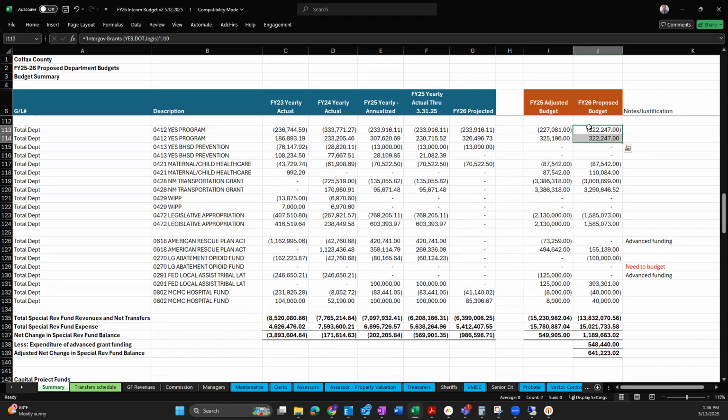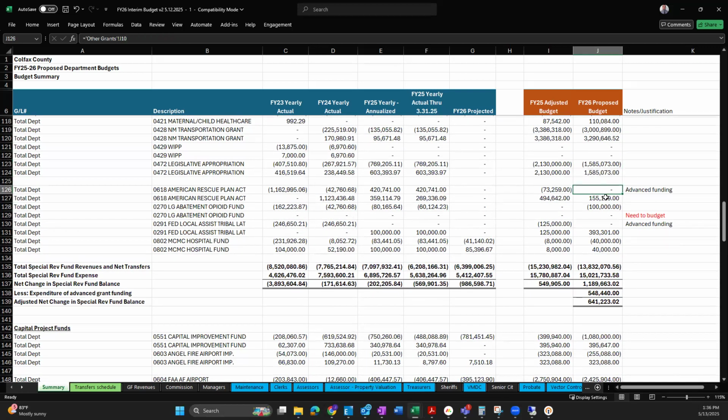YES program is in balance, and that ties to the FY26 award amount. Same thing with maternal child health care. It's kind of loosely associated with the YES program. NMDOT amounts, as I said earlier, not yet trued up, but it should be in balance in the final budget. Same with legislative appropriations. I did update these to the current balances, but it will change.